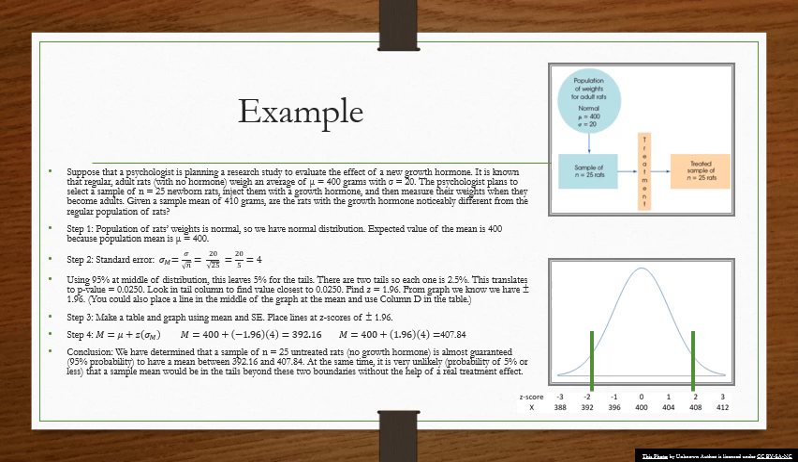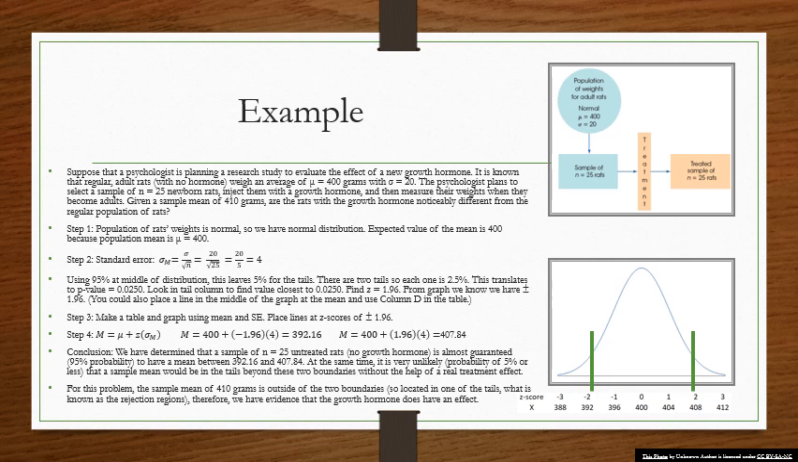It matches well. So the conclusion: we have determined that a sample of 25 untreated rats with no growth hormone is almost guaranteed, with a 95% probability, to have a mean between 392.16 and 407.84. At the same time, it is very unlikely, a probability of 5% or less, that a sample mean would be in the tails beyond these two boundaries without the help of a real treatment effect.